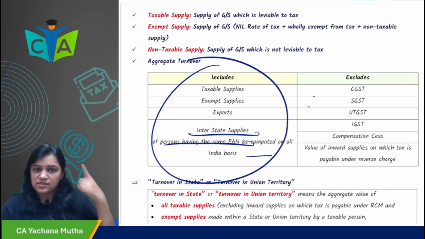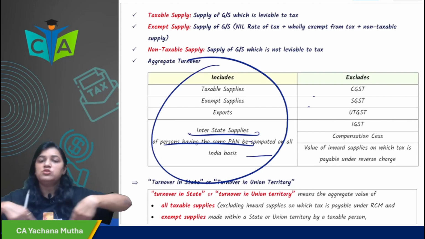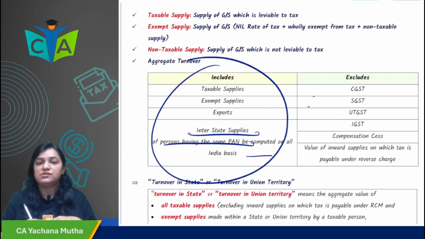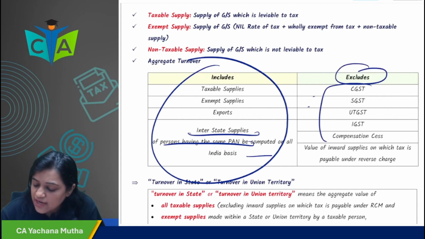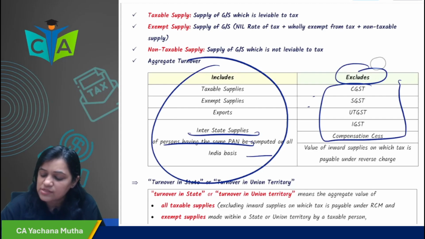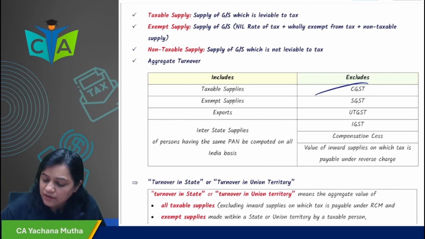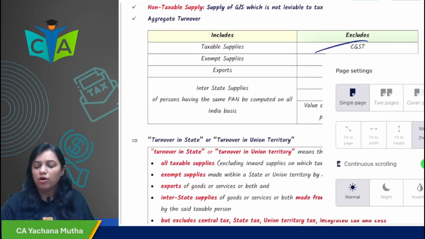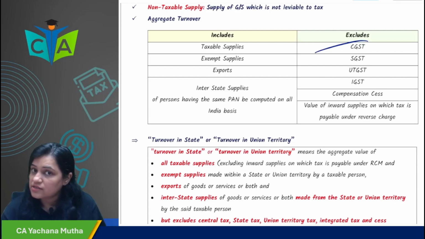So, it includes taxable supply, exempt supply, exports and interstate supply of the person having the same PAN, and it should all be calculated on all India basis. However, it excludes GST. That means CGST, SGST, UTGST, IGST and compensation cess. It also excludes the value of inward supply on which tax is payable under RCM.